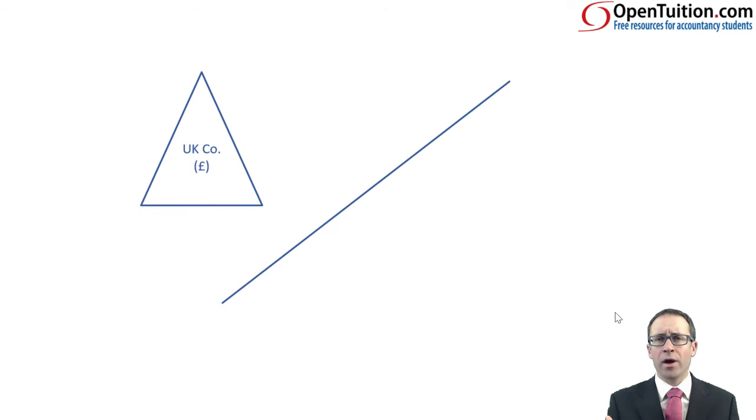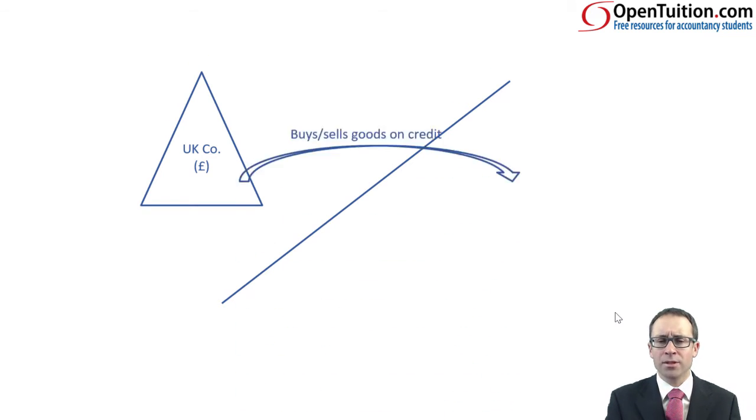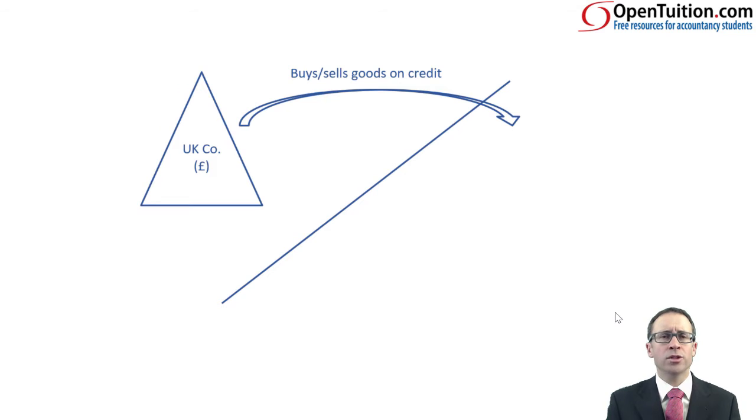Once we've done that, we then move it on. Having looked at the functional currency, we then look at what happens if we buy or sell goods on credit with a business overseas. There, what we've got is a German company. It looks like the German company has the euro as its functional currency. So if that UK company sells goods to the German company or buys goods from that German company, the invoice is likely to be denominated in euros. Now, we just have an issue from the UK company's perspective.